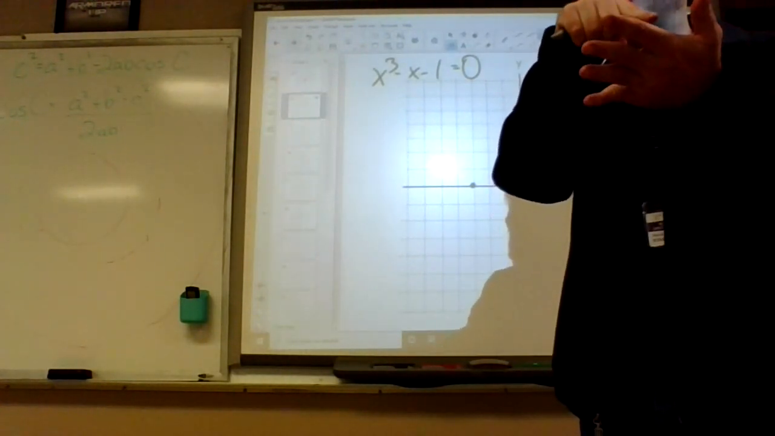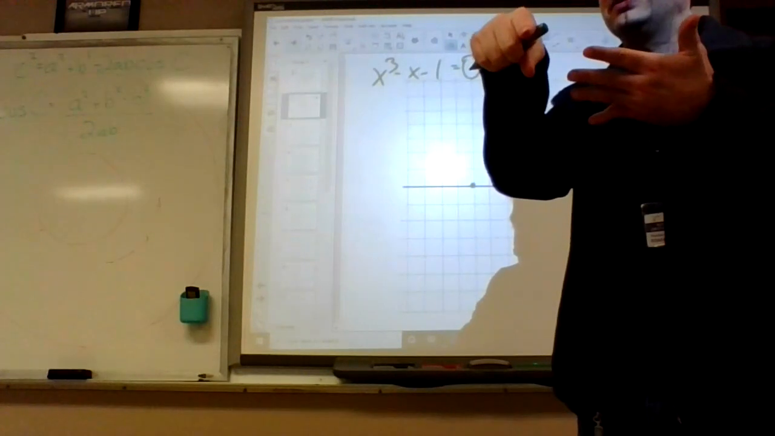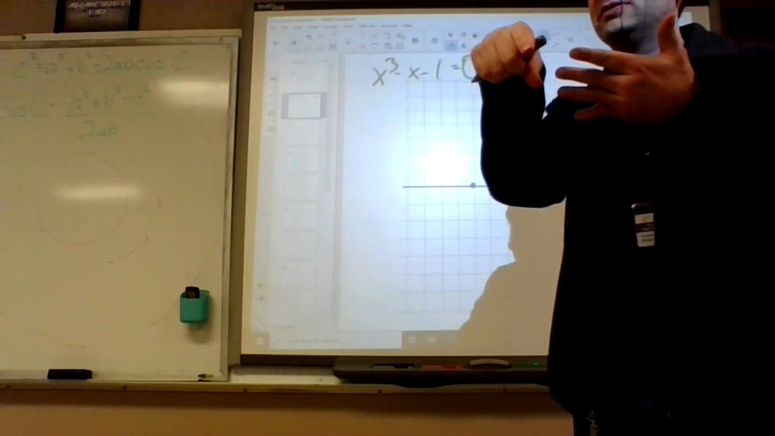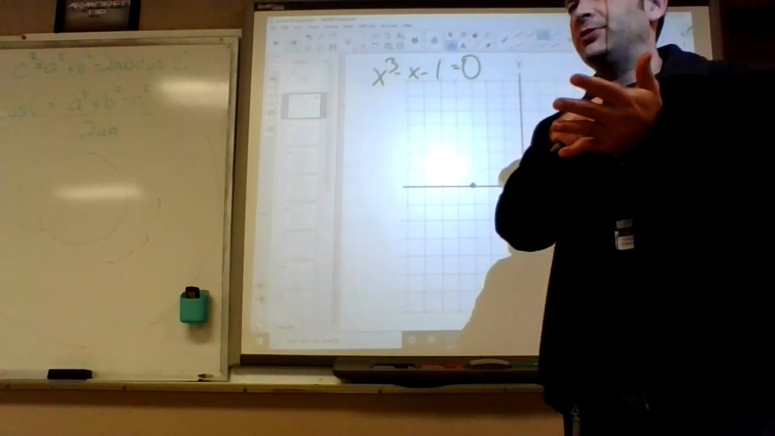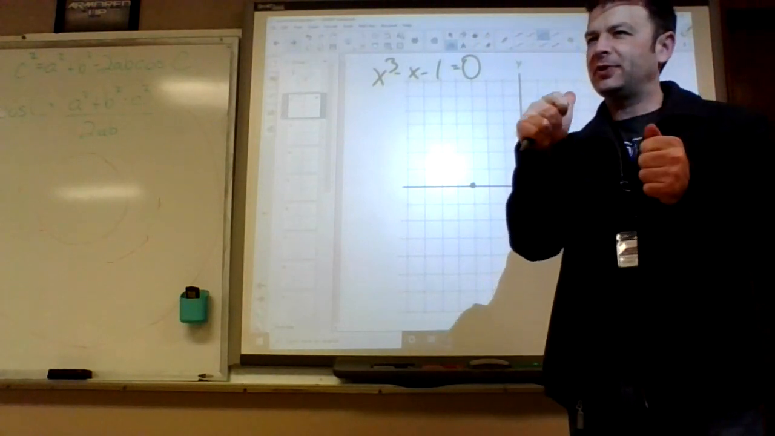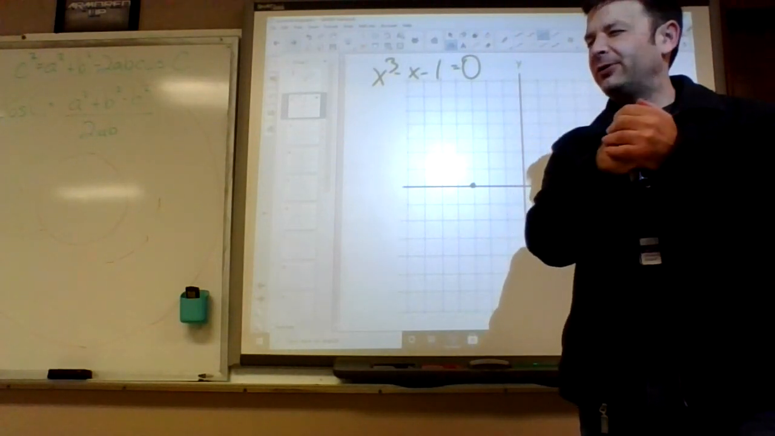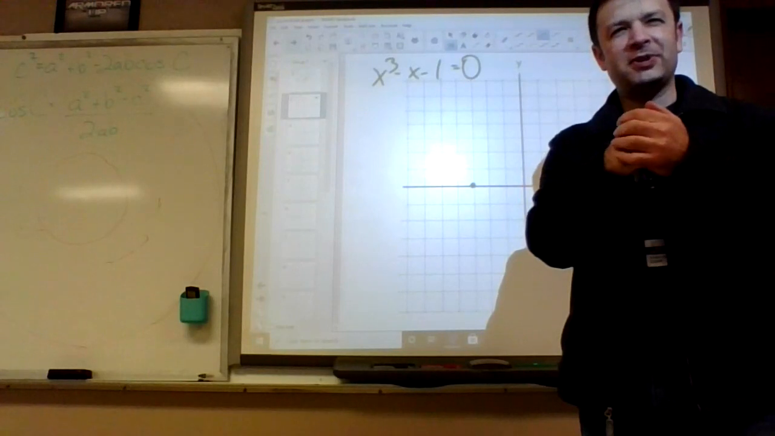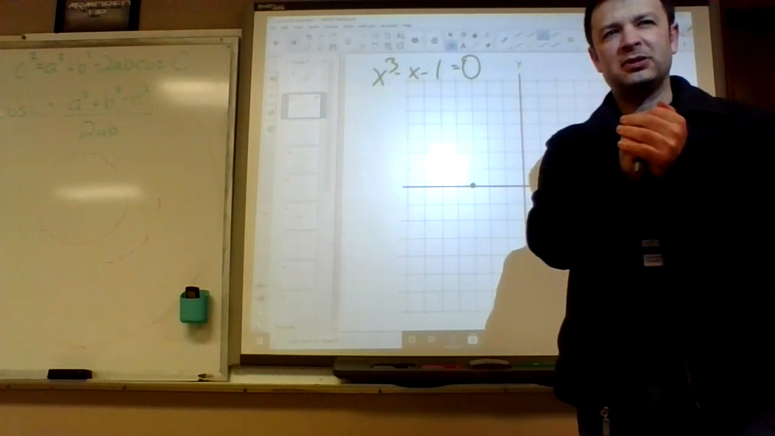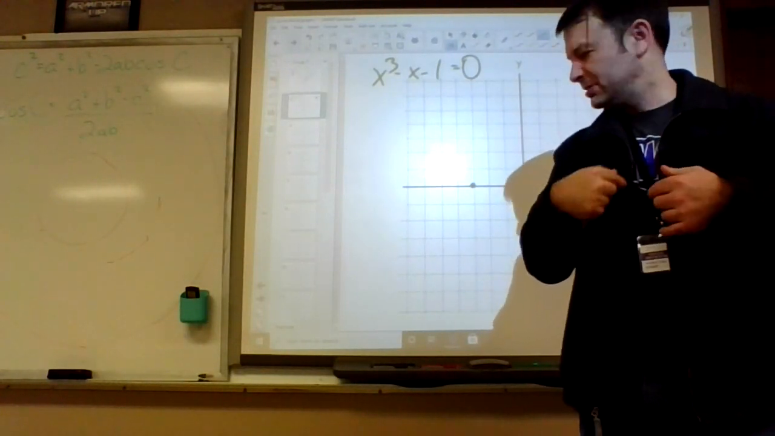Then you remember second trace. You select the zeros of the function. It'll ask for left bound, right bound. I don't think I did this with you guys. Did I do this with you guys? I did it? Okay.